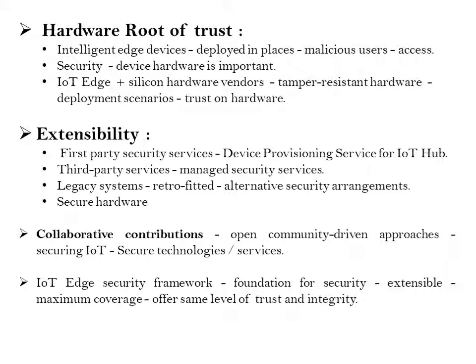IoT Edge security allows extensibility in different areas, which include first-party security services like the device provisioning service for IoT Hub, third-party services such as managed security services, legacy systems which need to be retrofitted with alternative security arrangements, and last, secure hardware.